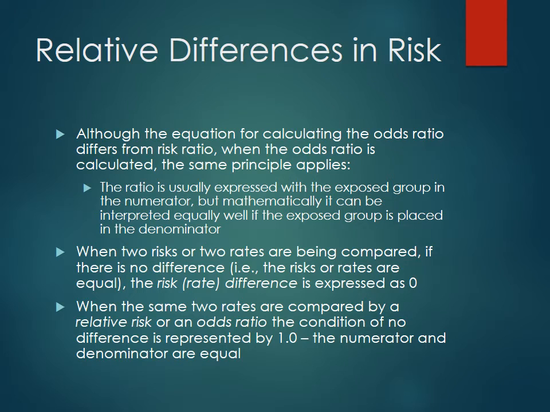So if you have 2 risks, or say 2 rates that are being compared, if there's no difference, that rate difference should be expressed as 0. But when the same 2 rates are being compared by relative risk or odds ratios, the condition of no difference is going to be represented by 1. So just remember that if you're subtracting one from the other, 0 is your point of no difference. And if you're comparing them by doing proportion, 1 is going to be your point of no difference.